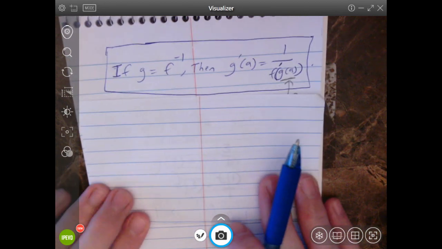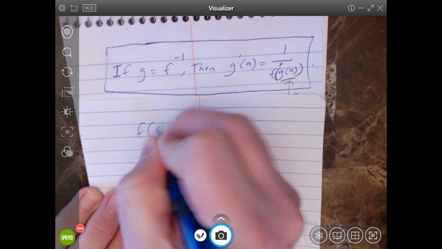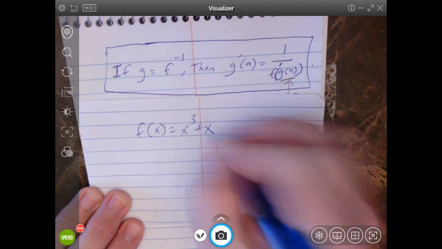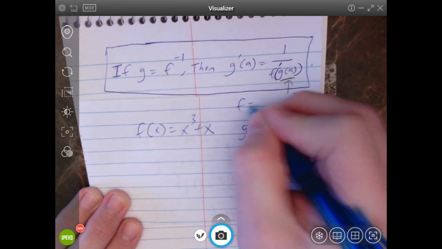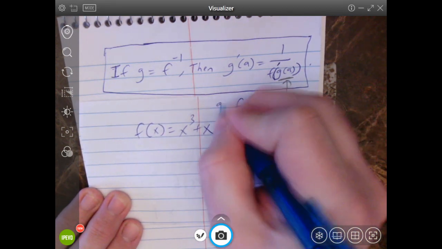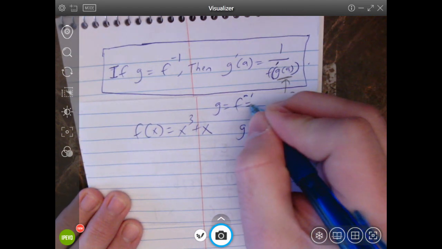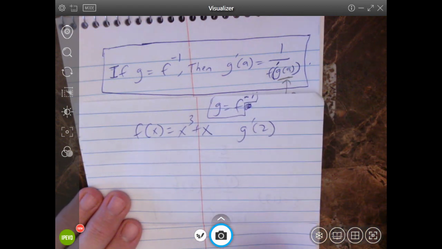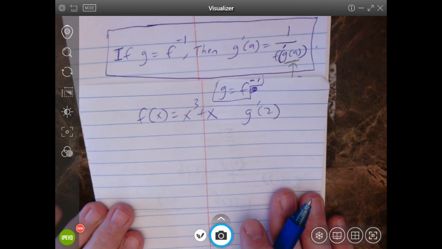Keep the formula up there. Let's do, suppose f of x is x cubed plus x, and we need to find g prime of 2. And again, in order for this to work, g has to equal the inverse of f, which it has to be given. If you don't have this as your given, then you're not really going to be able to use this formula. All right, so give it a shot.